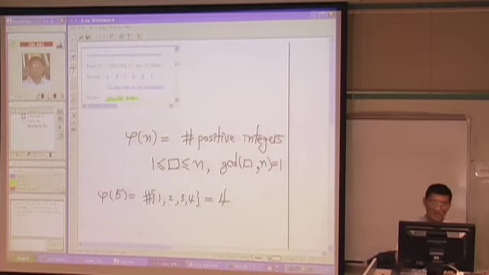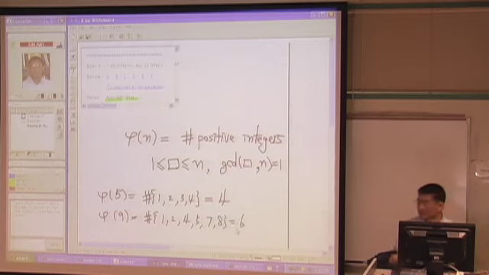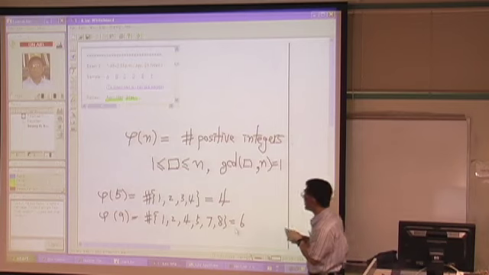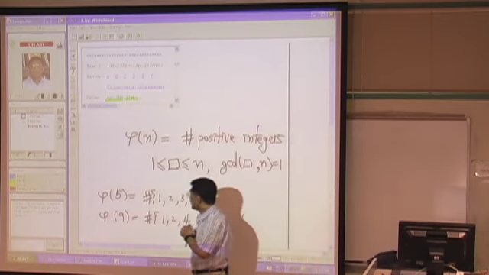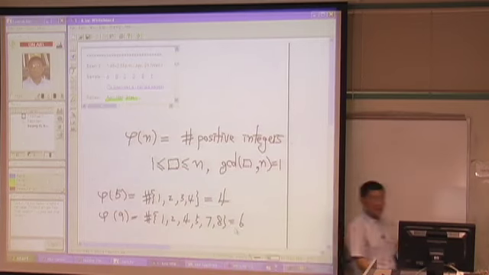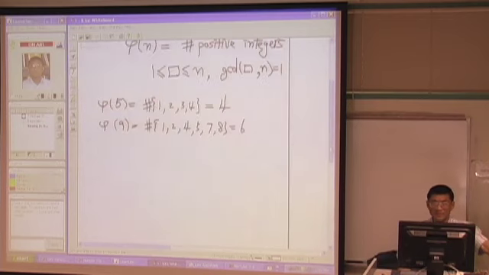And if we have phi of, for instance, 9, then the number of numbers satisfying this condition: 1, 2, 3 cannot satisfy, 4, 5, 6 cannot satisfy, 7, 8. So there are a total of 6 numbers. So we browsed many cases. And this has some properties.